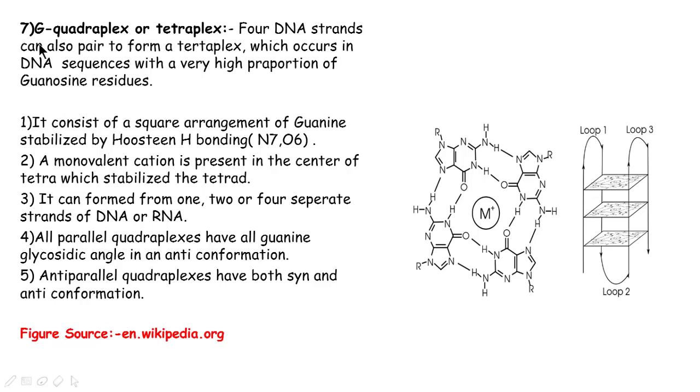Okay. What is a G-quadruplex or a tetraplex? 4 DNA strands can also pair to form a tetraplex, which occurs in a DNA sequence with a very high proportion of guanosine residues. It consists of a square arrangement of guanines stabilized by Hoogsteen H bonding. Okay, see the diagram. A monovalent cation is present in the center of a tetrad which stabilizes the tetrad. What is the monovalent cation? Okay. It can form from 1, 2 or 4 separate strands of the DNA and RNA.